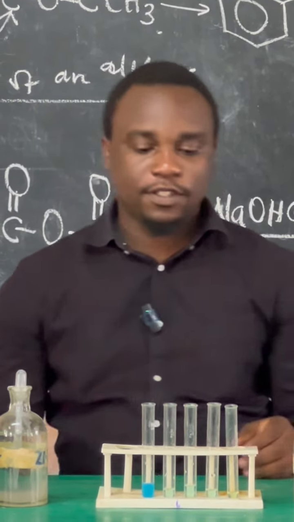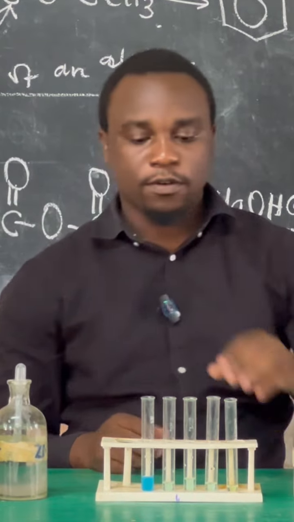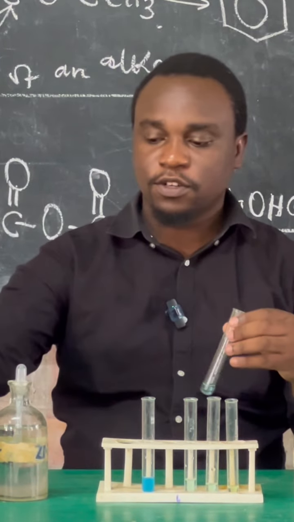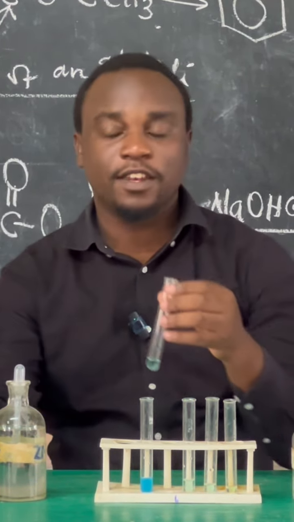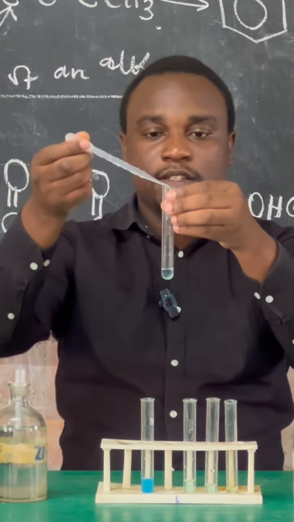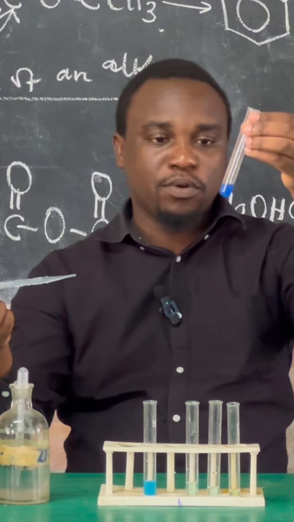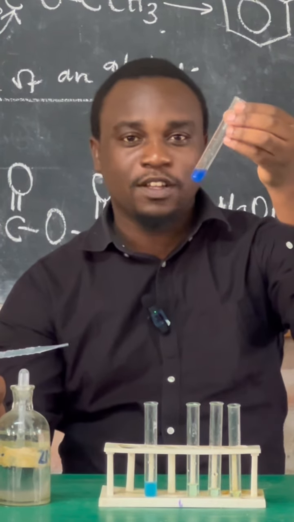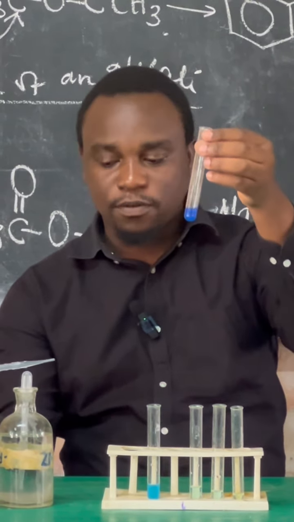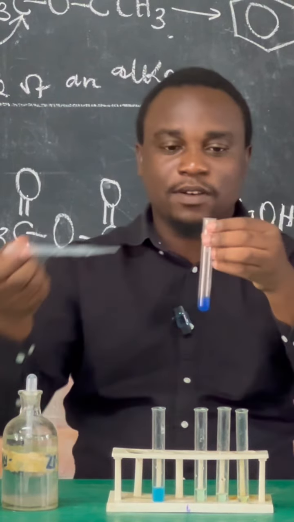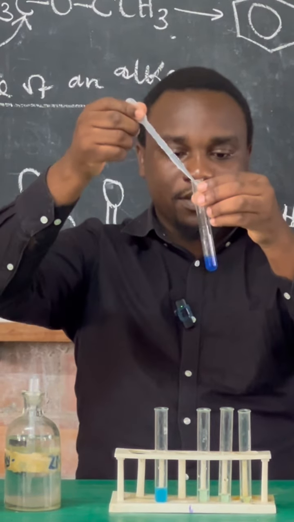Next, I will test this solution here with ammonia solution, first dropwise and then in excess. So I will add my drops. We can see we are still forming a blue precipitate on addition of a few drops of ammonia solution. Then we shall add excess and see what happens.